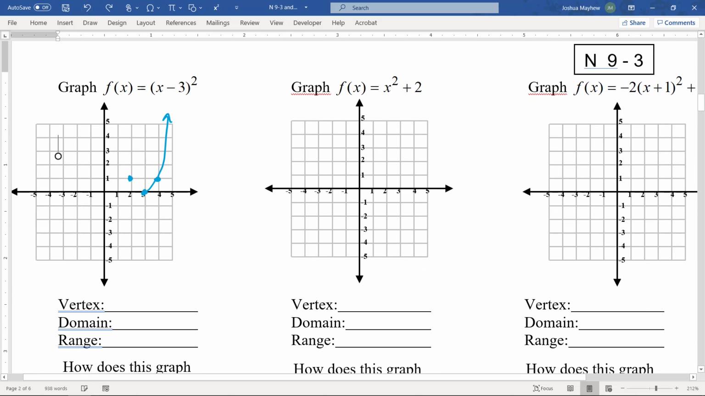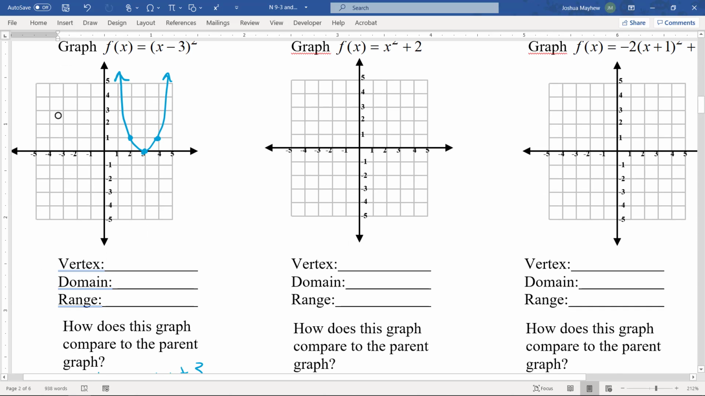A little better. All right. Then write down where the vertex is. Well, the vertex is at 3, 0. The domain is still the same, all real numbers. It's touching every x value. The range is y greater than or equal to 0. So notice that your range is always connected to the y value of your vertex. Let's look at the next one.